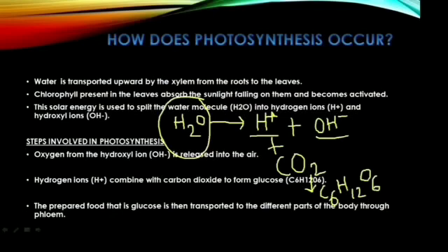Another, what happens to the hydroxyl ion then? In the hydroxyl ion, we have the oxygen atom. This oxygen atom gets converted into molecular oxygen and escapes out of the leaf through the stomata into the atmosphere. So this is how the process of photosynthesis actually occurs.